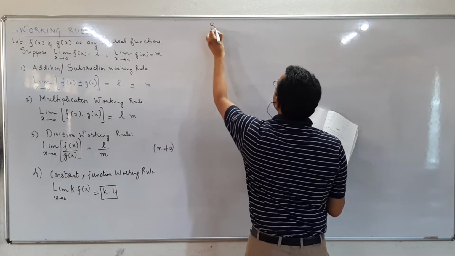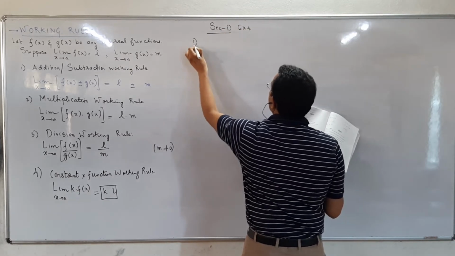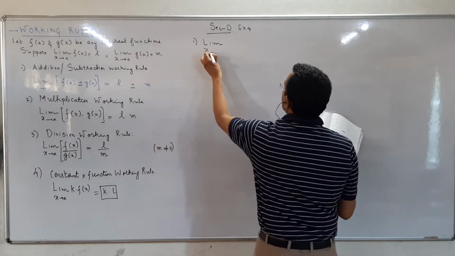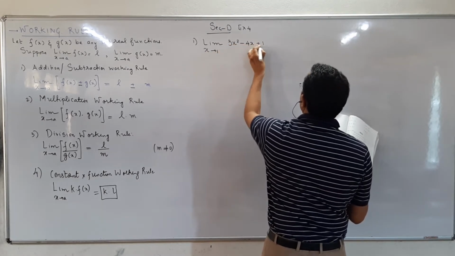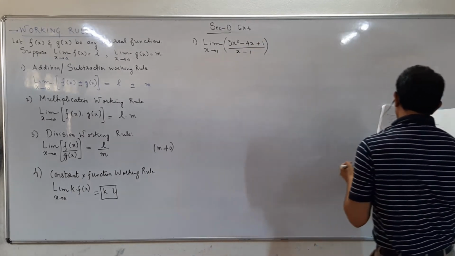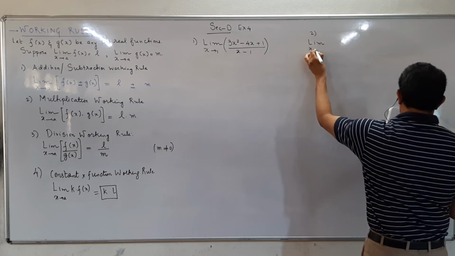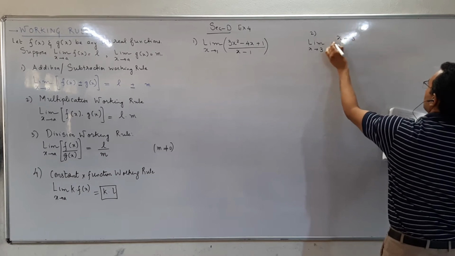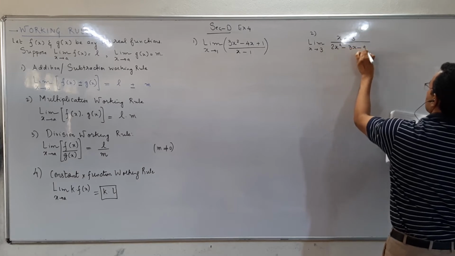Section D, Exercise 4. Sum number 1. Find limit x tends to 1 of 3x squared minus 4x plus 1 upon x minus 1. And the second sum also I am writing. It is limit x tends to 3 of x minus 3 divided by 2x squared minus 3x minus 9.